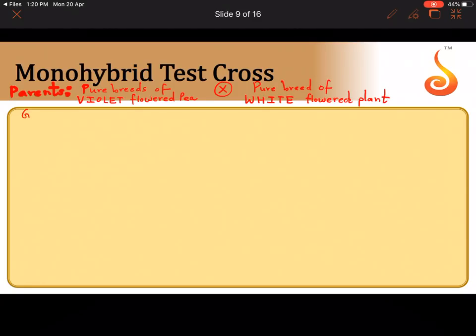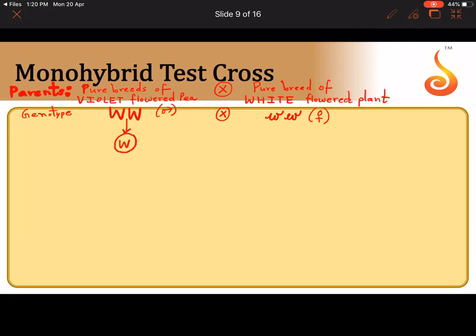Okay, so let me write the genotype here. Genotype is capital W, capital W crossed with, I want you also to write along with me, small w, small w. Imagine this to be the male plant from which you are collecting the pollen. You're cross-pollinating a violet flowered plant with a white flowered pea plant. So now the pollen produced by this plant will have capital W alone in the pollen. And here the egg produced will be small w.